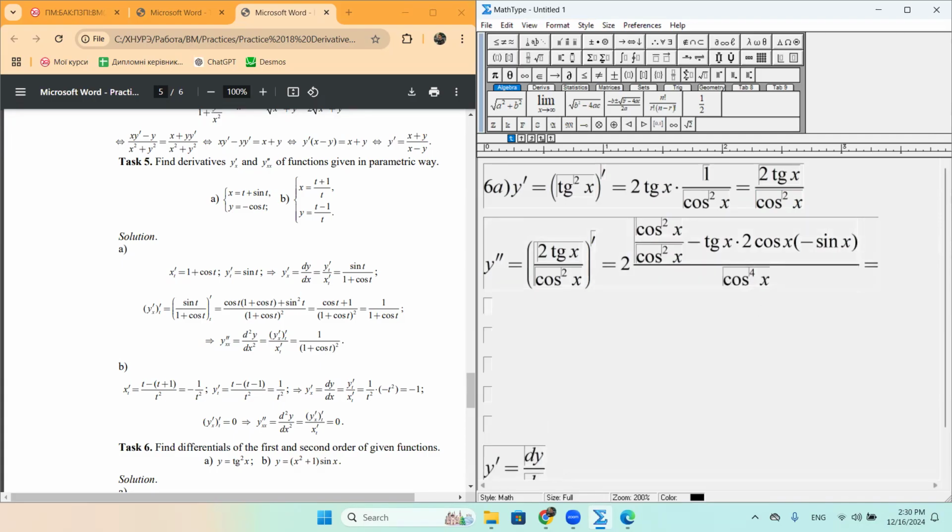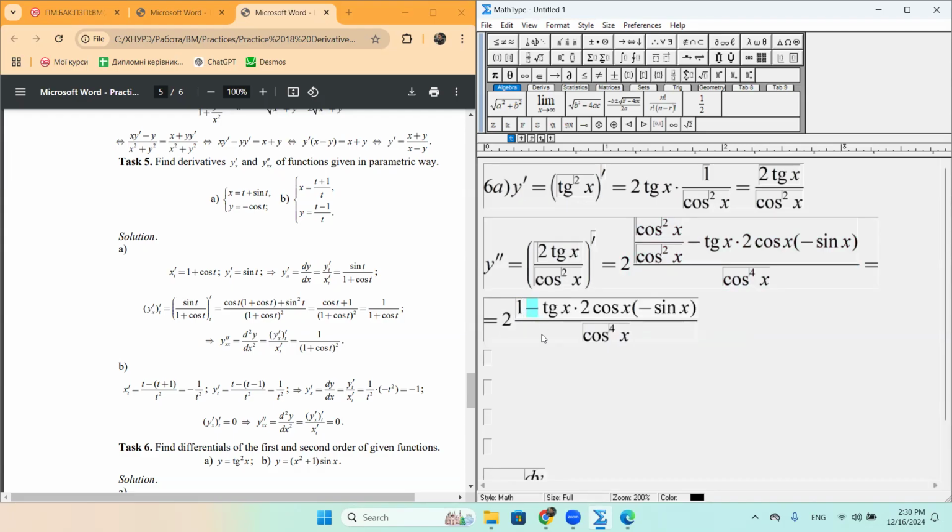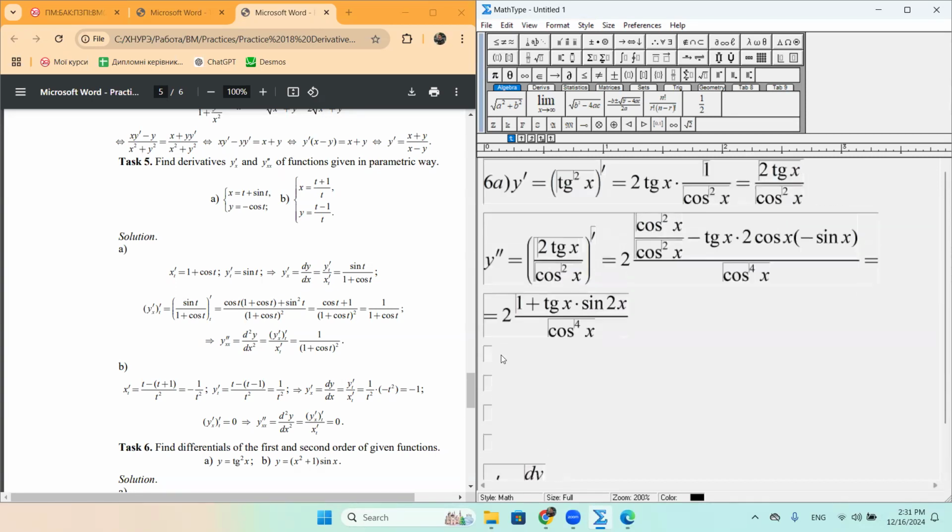And now let's simplify it. Everything. So it will be 1 plus 2. And by the way, let's just write the argument over to sine, like a double argument. Why not? We can do it. So that's it. So derivatives found, and now let's find differentials.